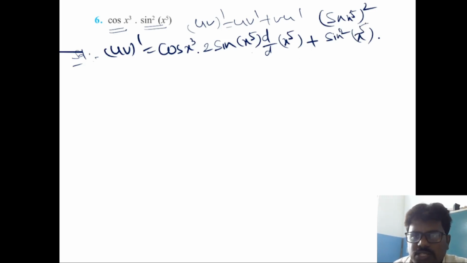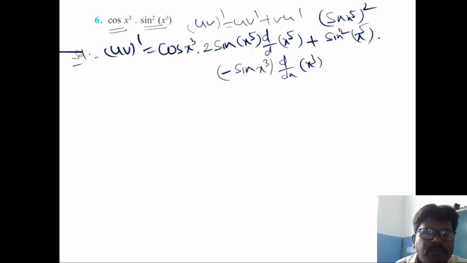Right. So sine square x power 5 we have taken as constant, and now cos x cube differentiation we have to write. So now cos, treat this x cube as x only. So cos x differentiation is minus sine x. So here minus sine x means here we have x cube, and this differentiation of x cube should be done here. And now you write the terms whatever we have a constant 2, so write in the front.